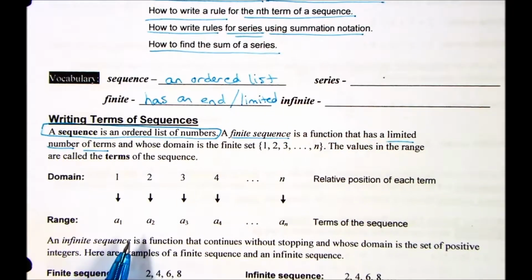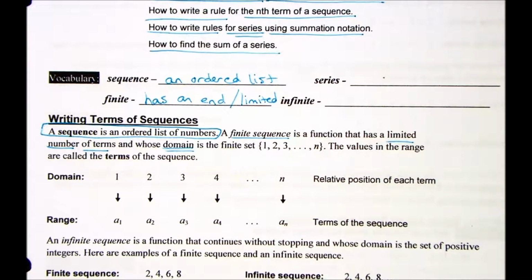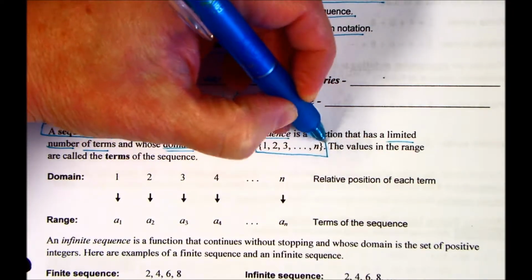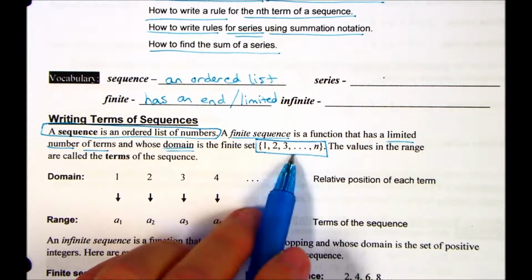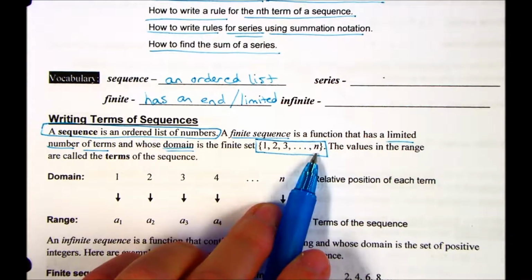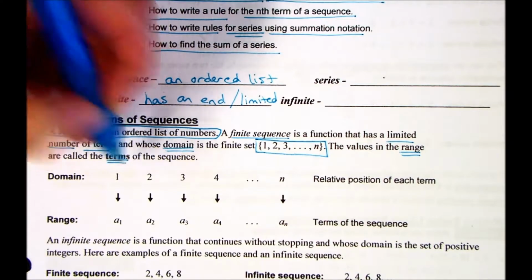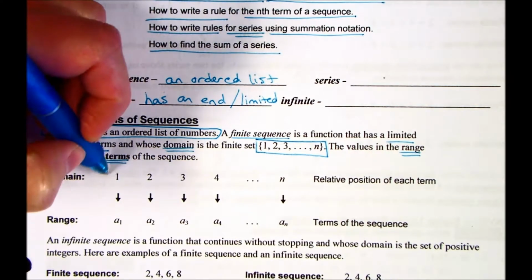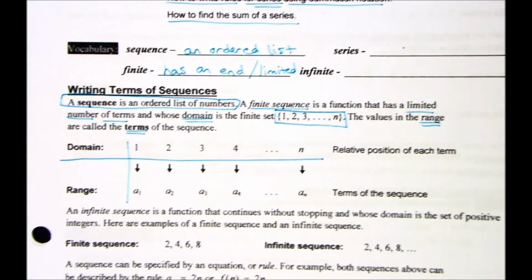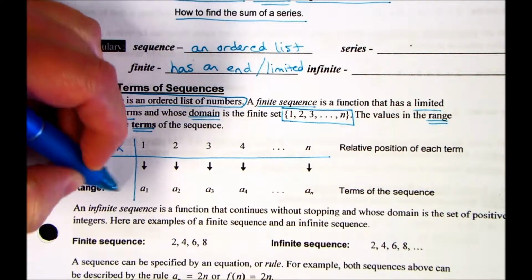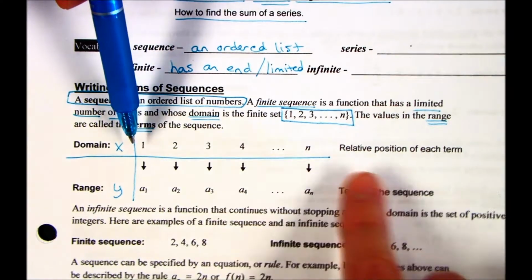So when you have a finite sequence, the domain, which is your x values, are the set of basically your counting numbers or natural numbers that start with 1, 2, 3 on up to a specific number n. The values of the range, or your y values, are called the terms of the sequence. So if we think of this as a table of values, your domain, which is your x values, and your range, which are your y values, would look kind of like this.